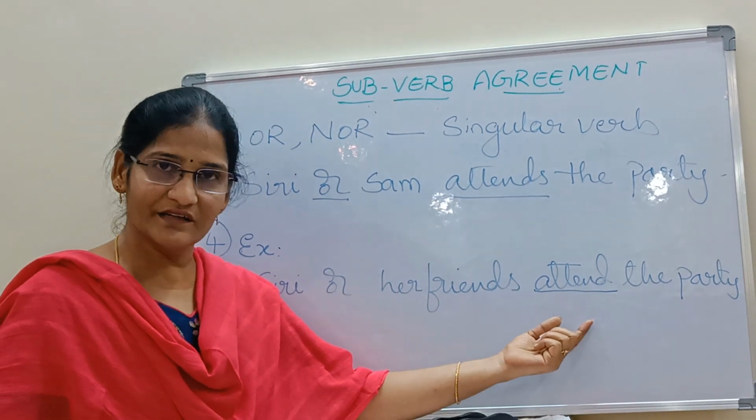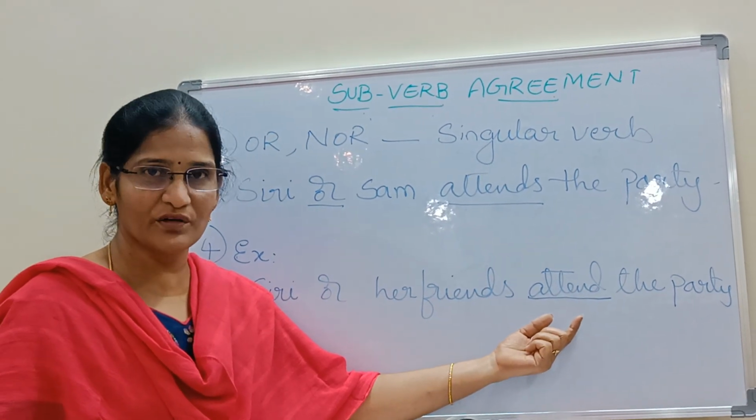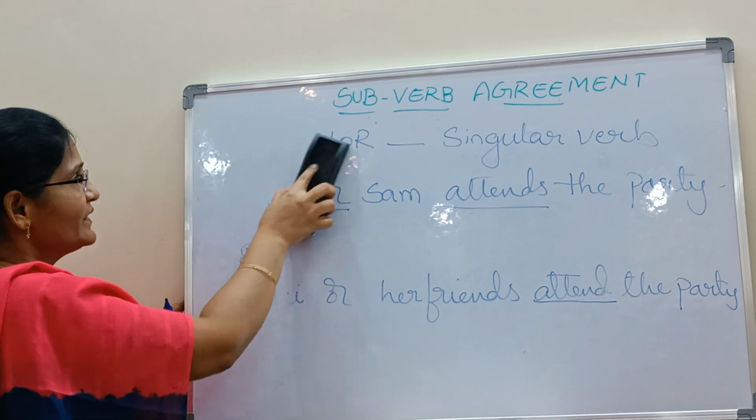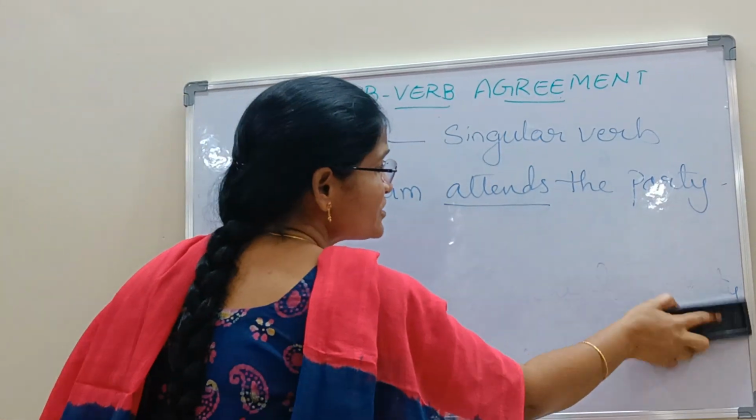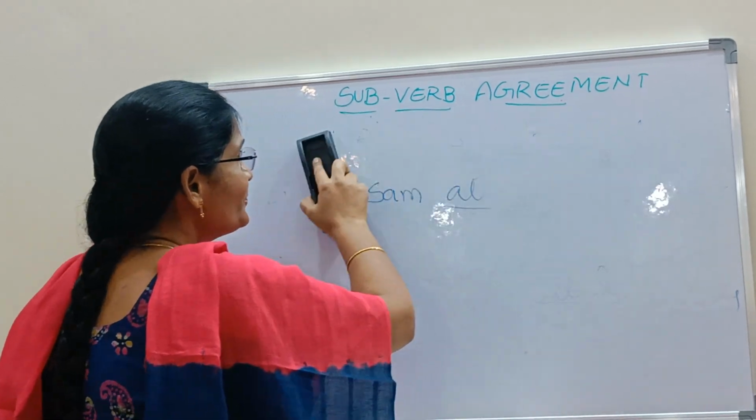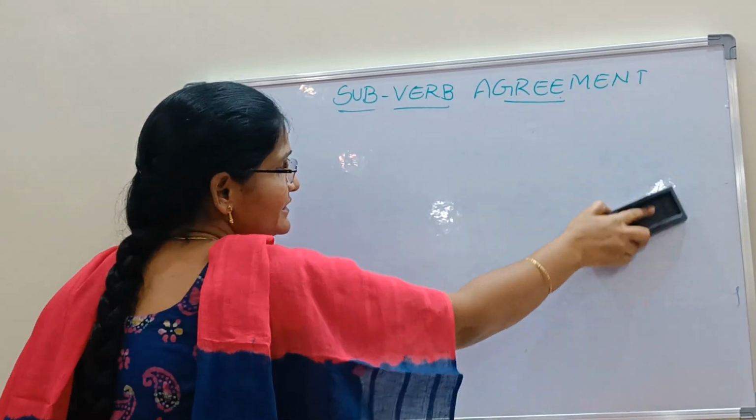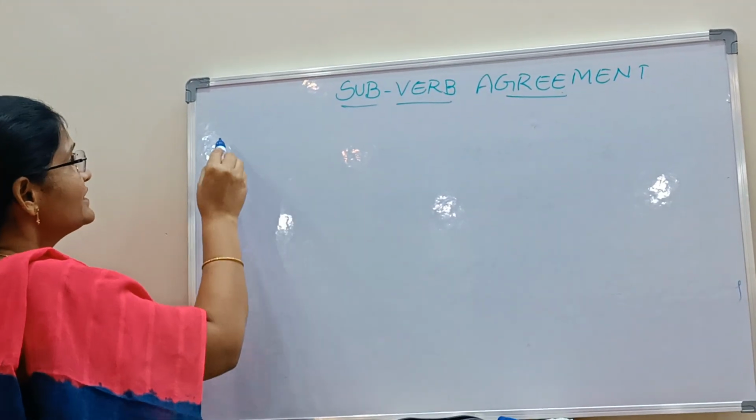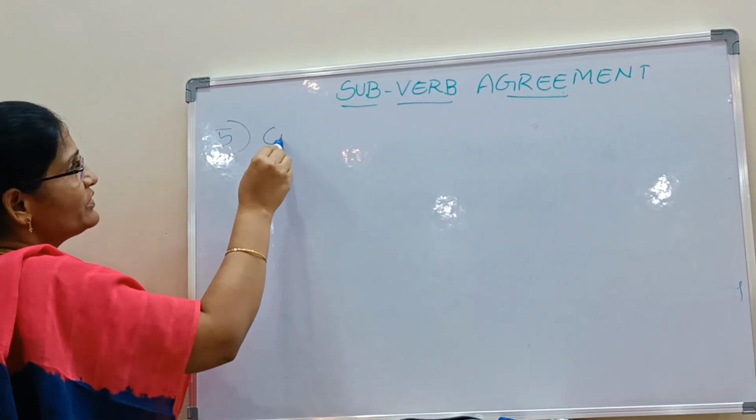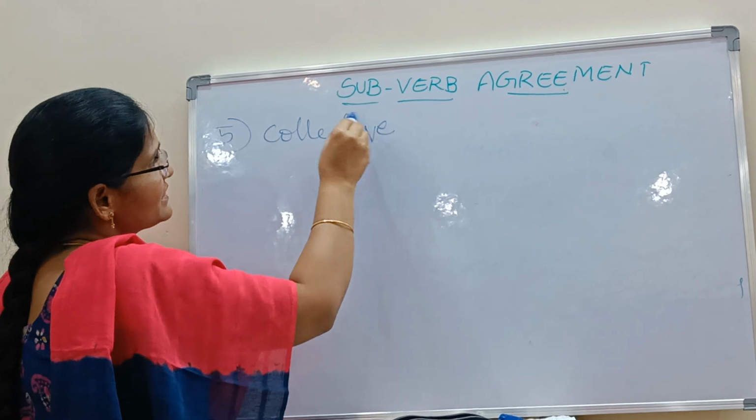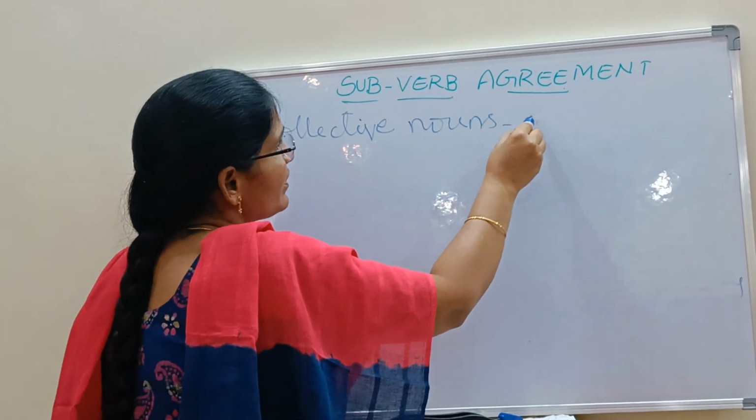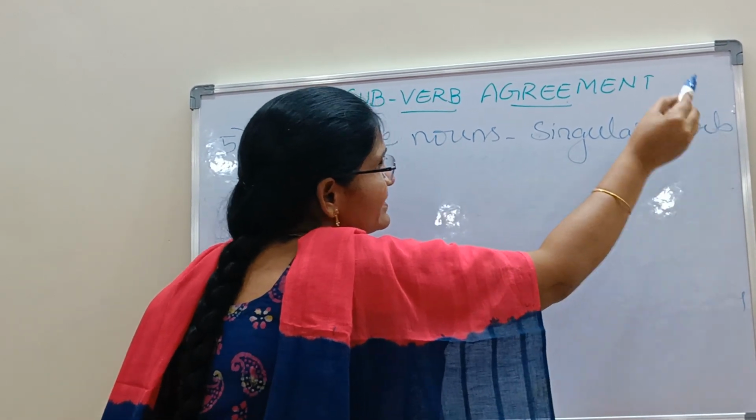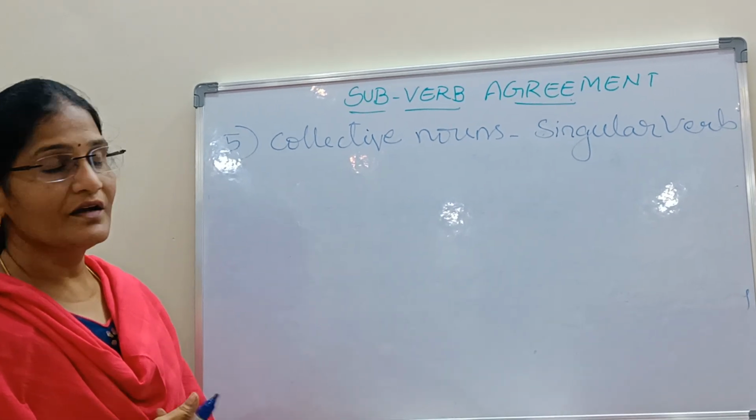If it is singular, the verb is singular; if it is plural, the verb is plural. Hope you understand the third and fourth rule. And we'll go to the fifth rule. The fifth rule speaks about collective nouns. Hope you all are aware of collective nouns, the nouns we use to speak about a group. Whenever you use collective nouns, what verb do you use? We consider it as singular, and we have to use a singular verb itself.